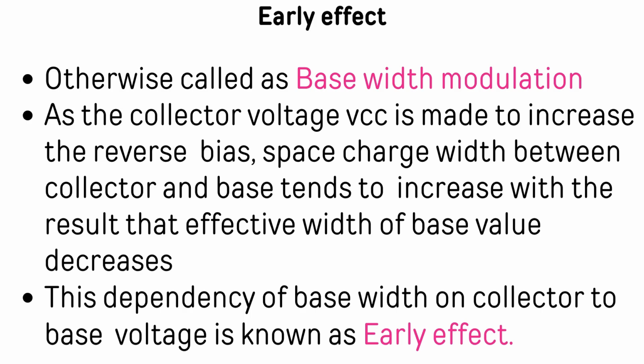Early effect, otherwise called base width modulation. As the collector voltage VCC is made to increase in reverse bias, the space charge width between collector and base tends to increase, with the result that the effective width of the base decreases. This dependency of the base width on collector to base voltage is known as early effect.